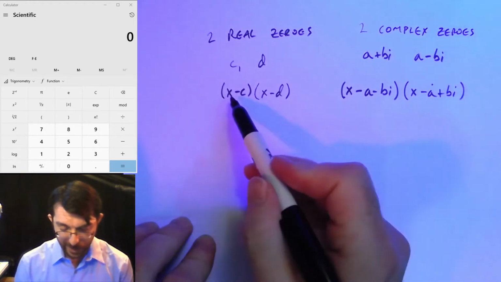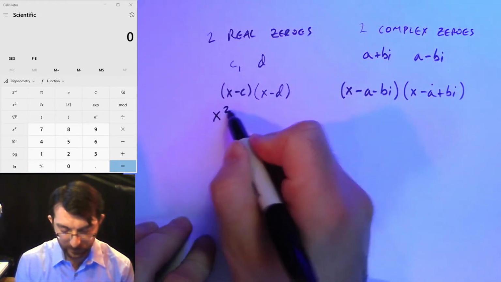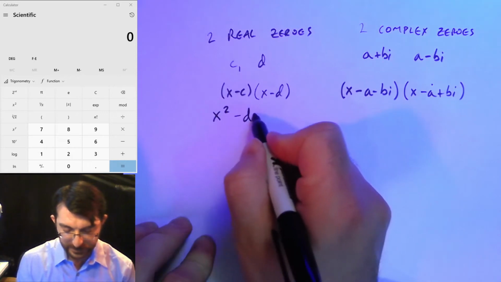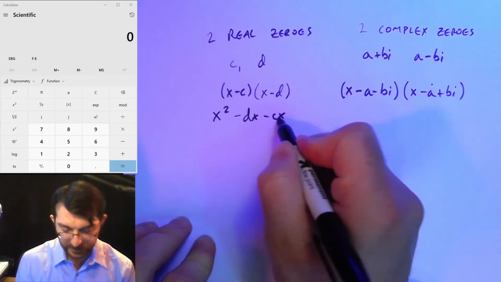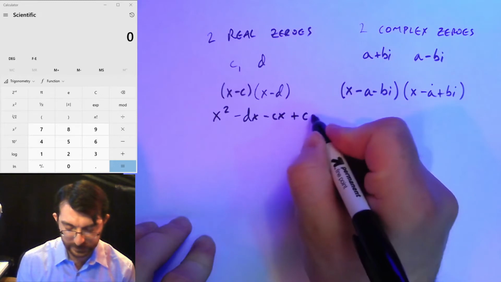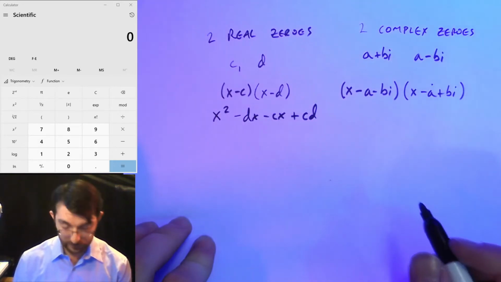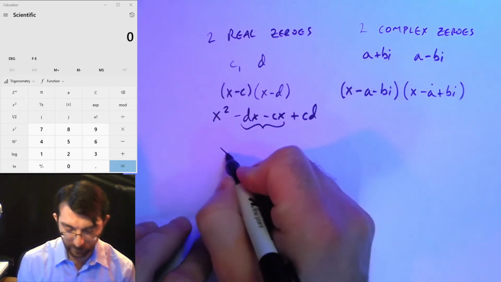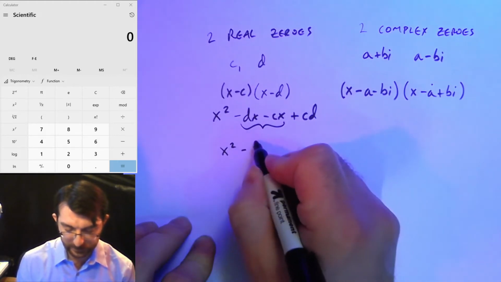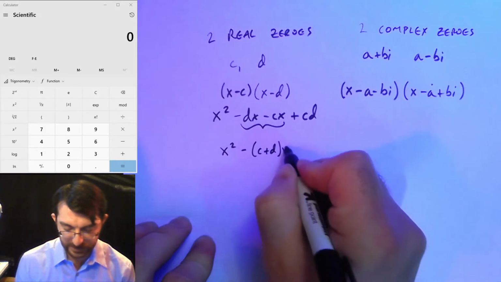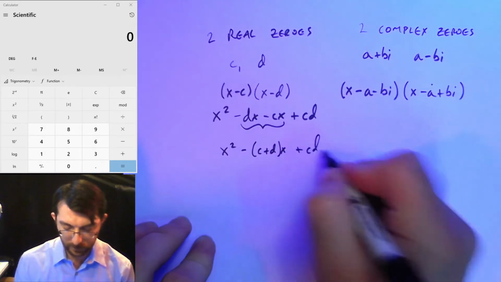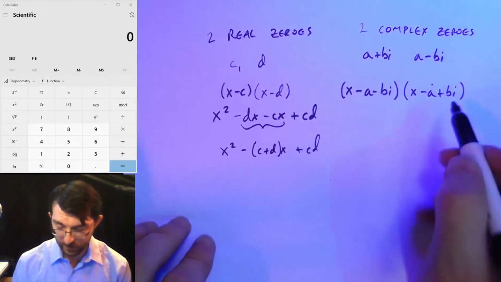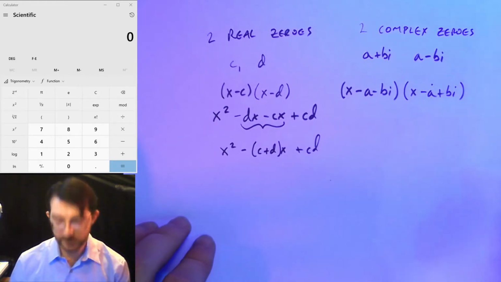Okay, so x times x is x squared. X times minus d is minus dx, minus cx, plus cd. Okay, now this I can rewrite as minus c plus d x. There we go. So there's one quadratic, and this one, this one's going to be ugly.